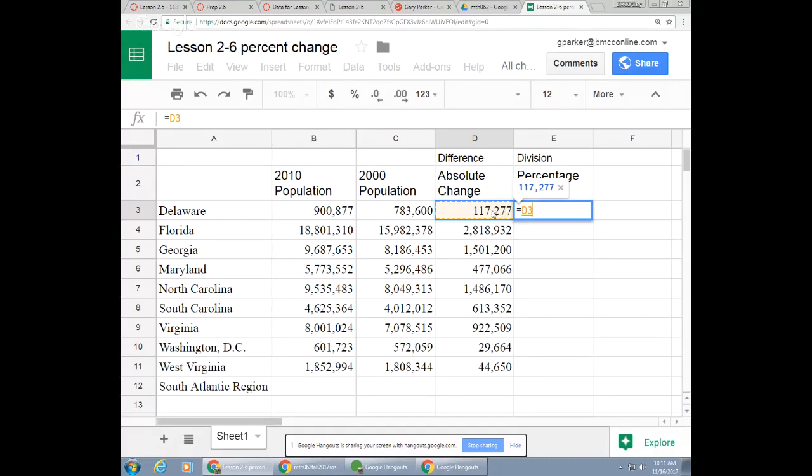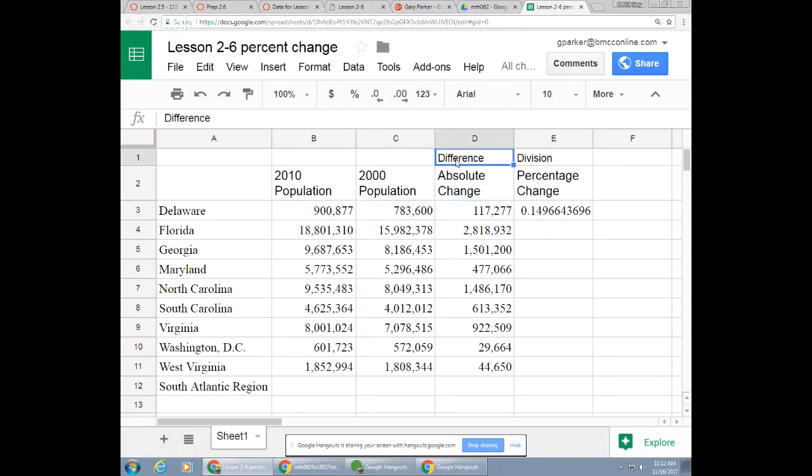Notice I have a positive number here, because the population went up from 2000 to 2010. So 2000 is my base amount. I'm comparing to that. So I'd want to divide by the 2000. And sometimes it's hard to figure out which one you're comparing. So do it both ways and try to figure out which one makes the most sense if you're not sure.